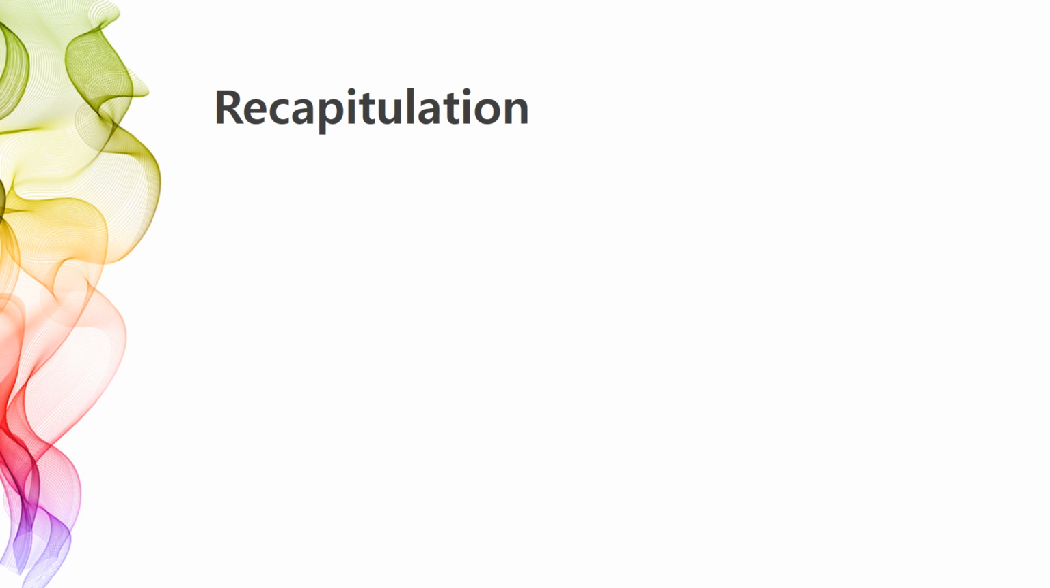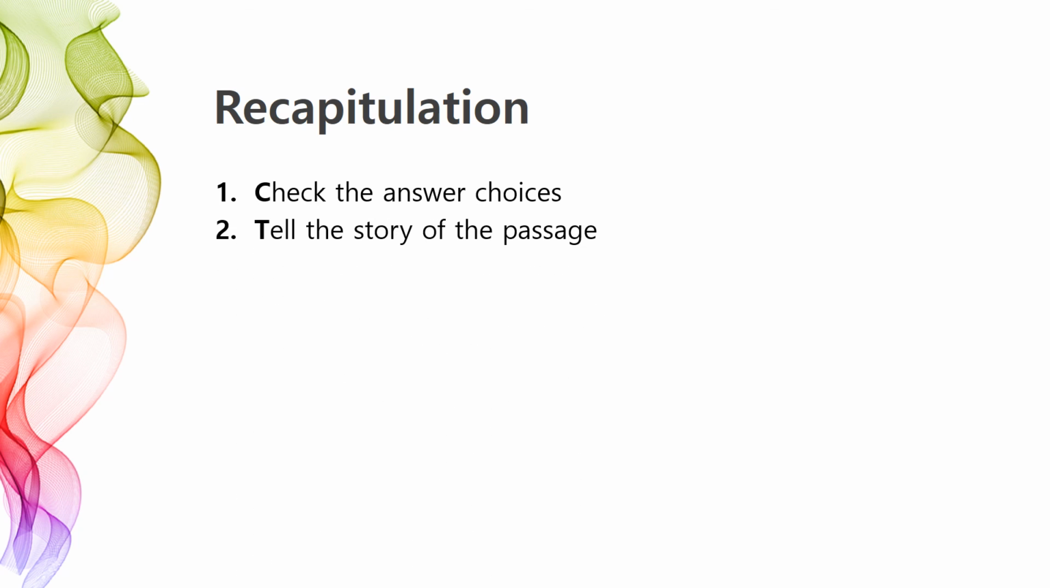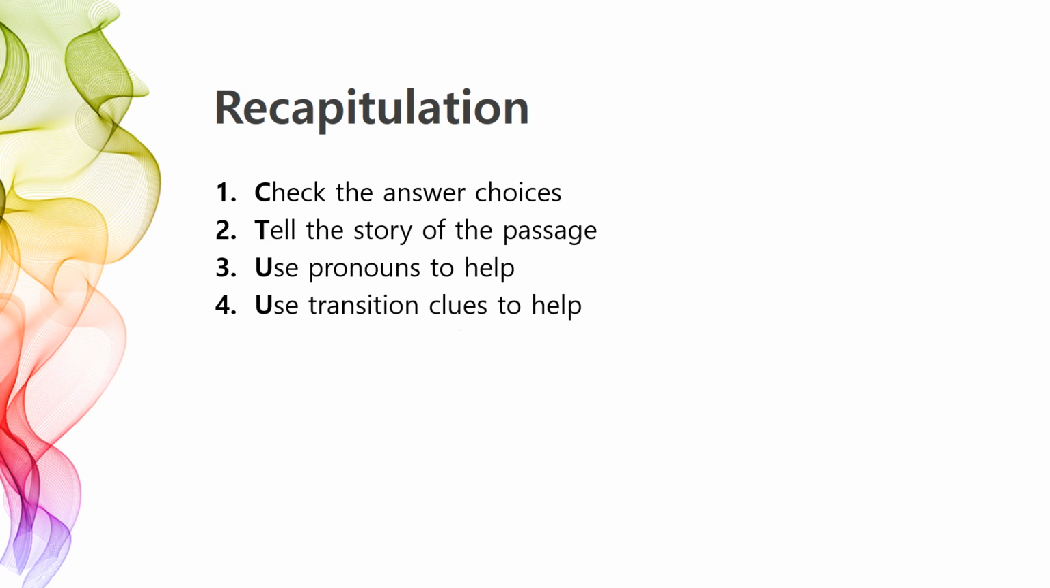So those were the 4 quick tips that you can remember while answering parajumbles. I simply repeat. Tip number 1, check the answer choices. Tip number 2, tell the story of the passage. Tip number 3, use pronouns to help. And tip number 4, use transition clues to help.